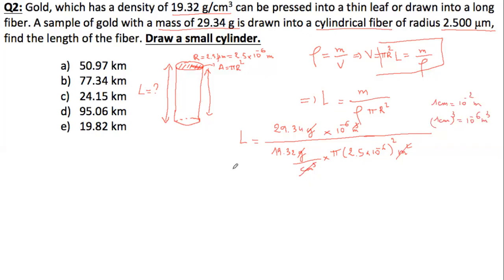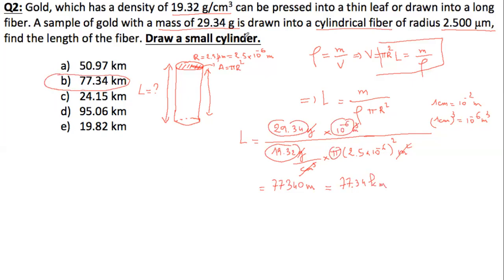Now you take your calculator and you do the calculation. 29.34 times 10 to the power minus 6 divided by 19.32 times pi times 2.5 times 10 to the power minus 6 squared. So this squared times this squared. And of course, you will have a result of 77,340 meters, which is 77.34 kilometers. Okay? So B is the right answer.